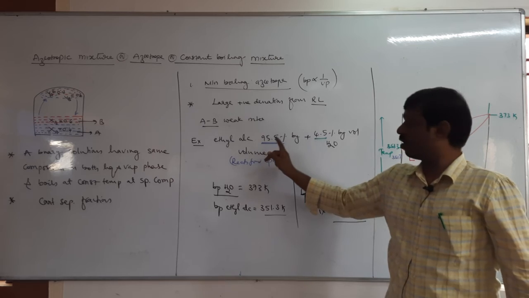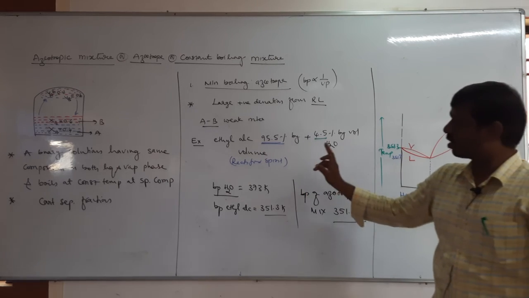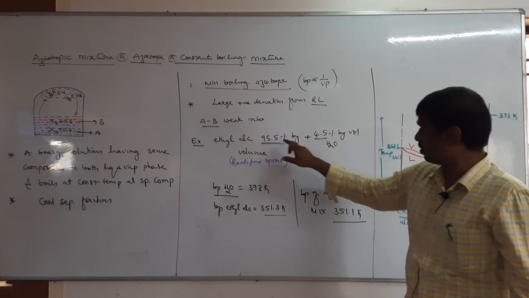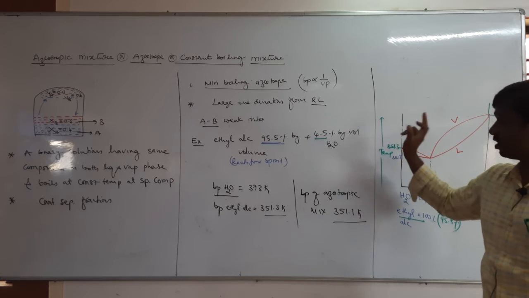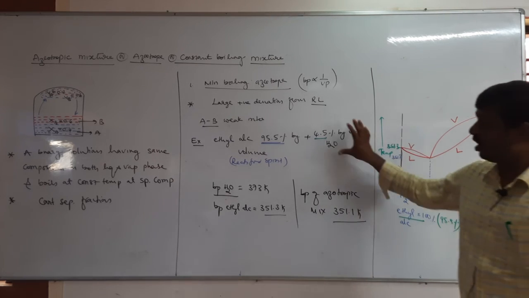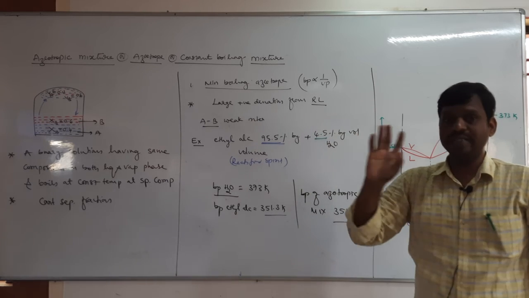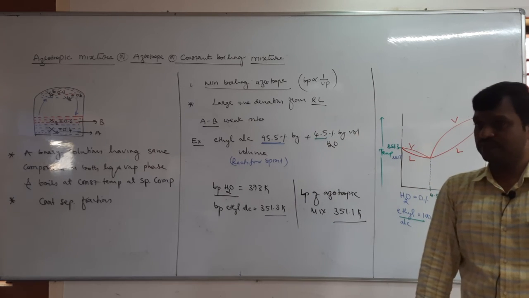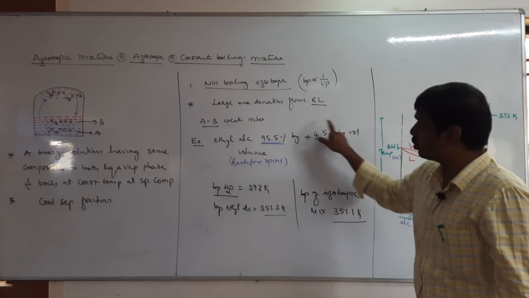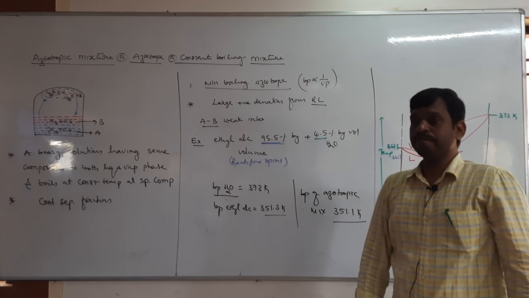Example, ethyl alcohol and water. Ethyl alcohol must be 95.5% and water must be 4.5% by volume. Only this composition can act as an azeotropic mixture. And moreover, this composition is also called rectified spirit.